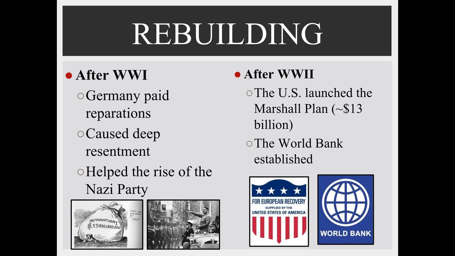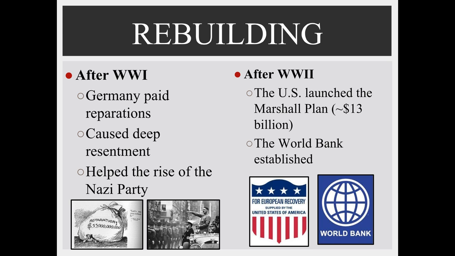Instead of instituting reparations for war, they decided to create the World Bank. As I'll mention in the next couple of slides, the World Bank was responsible for helping states rebuild after war. After World War I, as I reviewed, Germany paid reparations to the UK and to France. This caused deep resentment in the German people and arguably contributed to the rise of the Nazi Party.